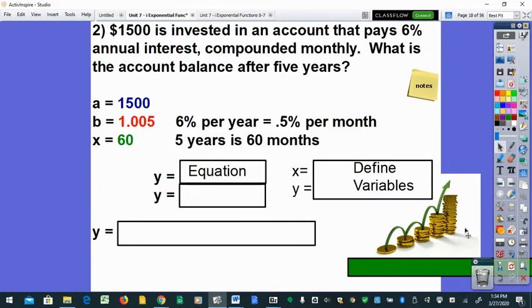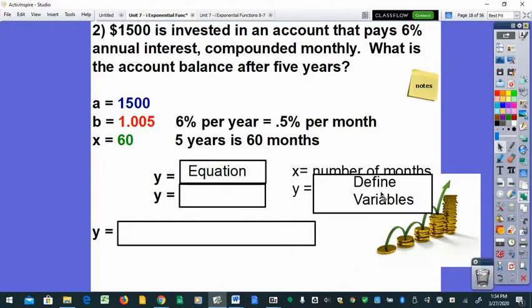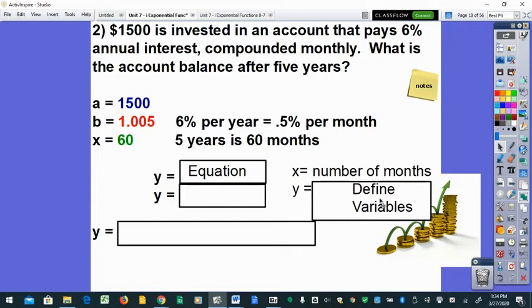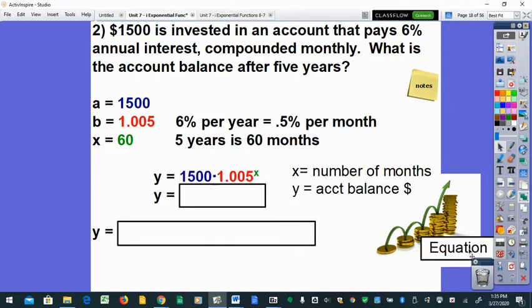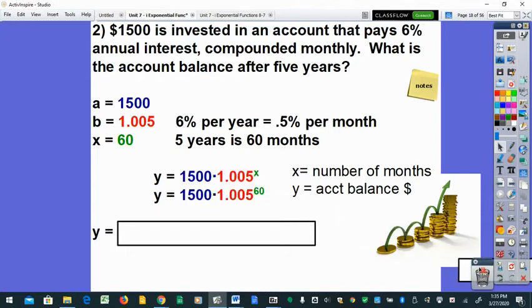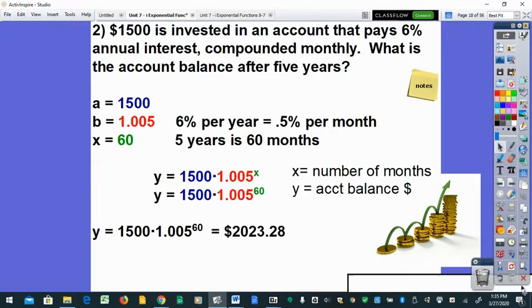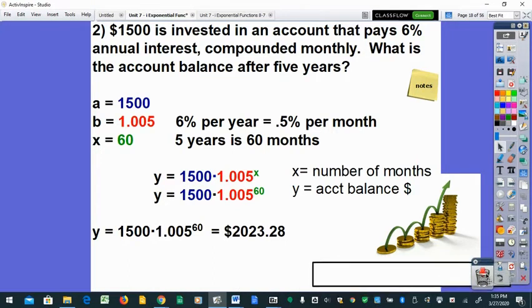I'm going to set up my general equation here. I'm going to define my variables. X is going to be the number of months, and Y is going to be the account balance. My general equation would be y equals 1500 times 1.005 raised to the x. And in this specific example, I want 5 years of 12 months, so 60 months. Put it into the calculator, and you should be seeing $2,023.28.